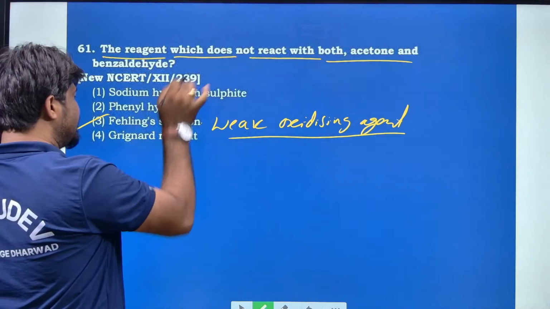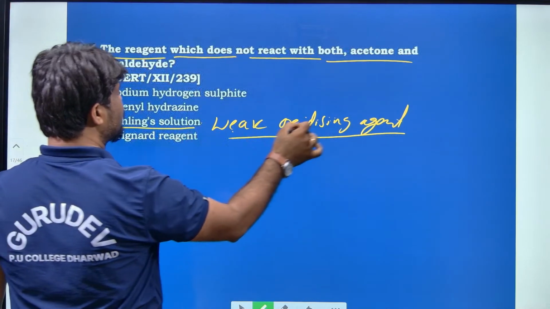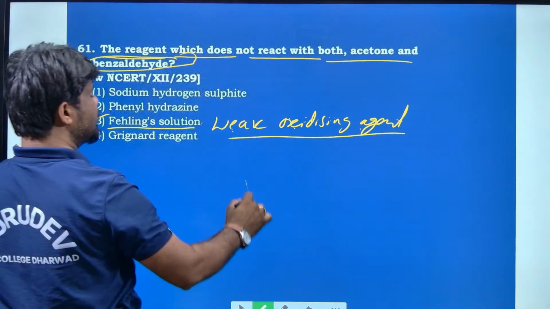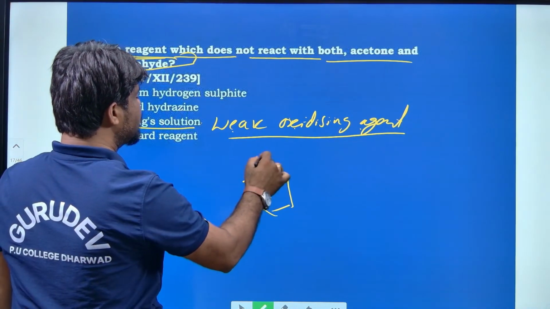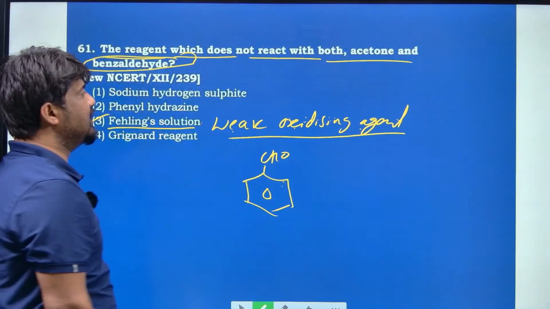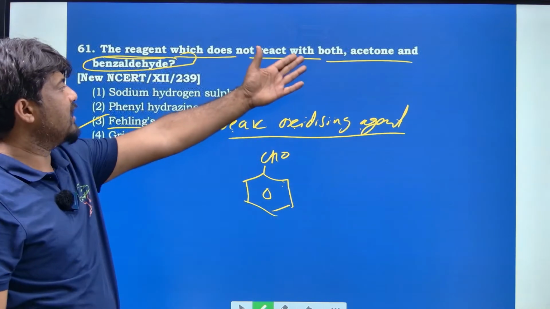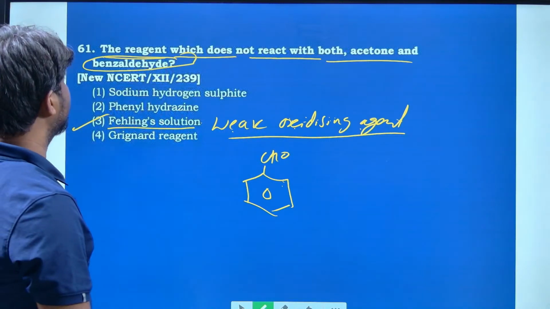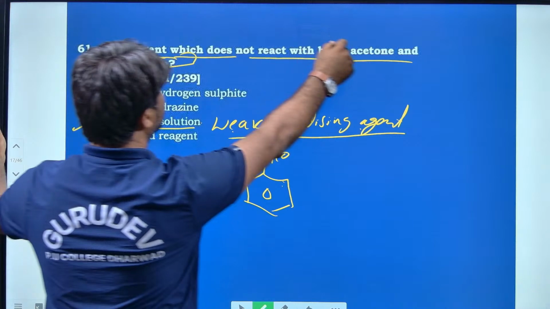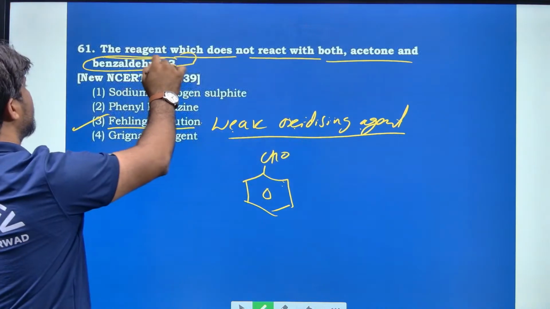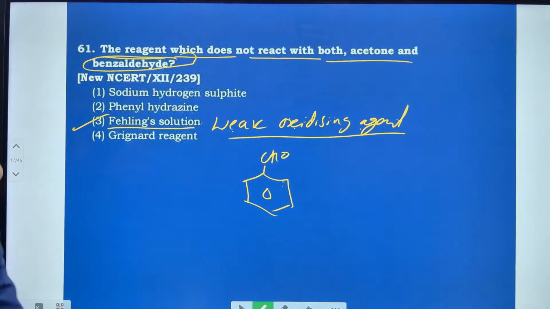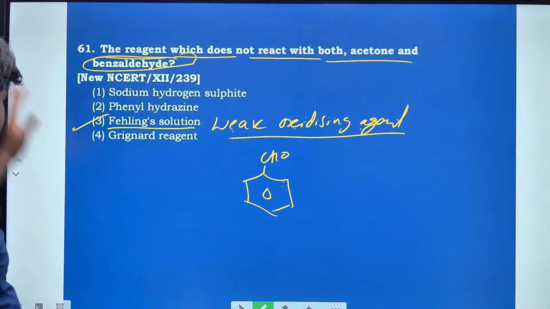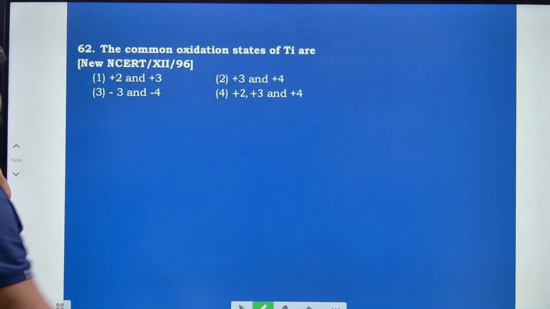Because of the benzene ring, Fehling solution acts as a weak oxidizing agent. So it cannot oxidize benzaldehyde because of the benzene structure. And moreover, acetone contains a ketone, and a ketone will not respond to this. So the reagent that does not react with both acetone and benzaldehyde is Fehling solution, because Fehling solution is a weak oxidizing agent. That's it. Well, let's go to the next.